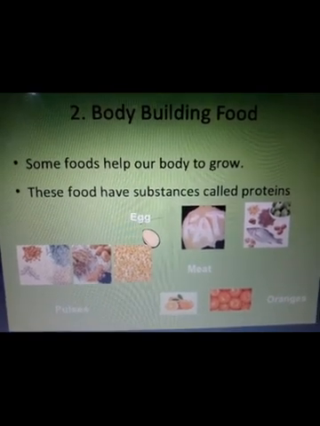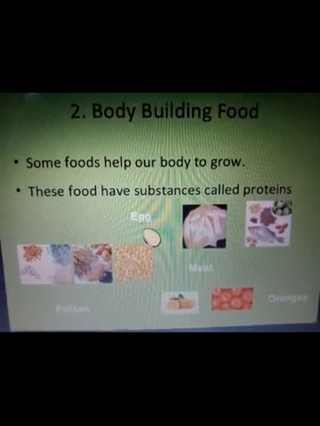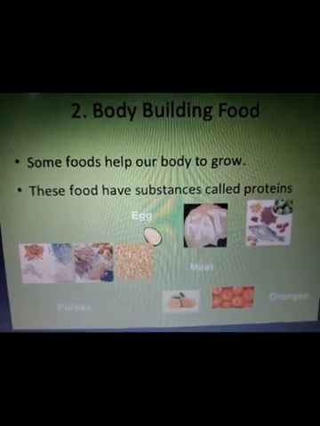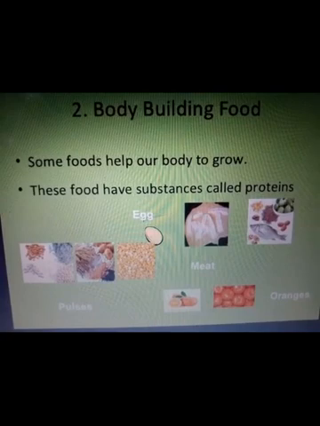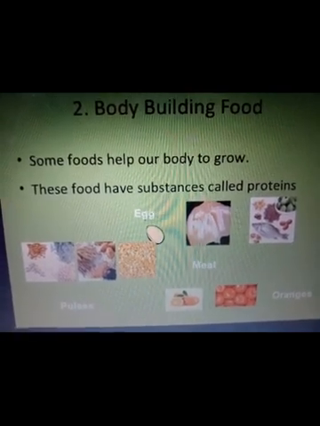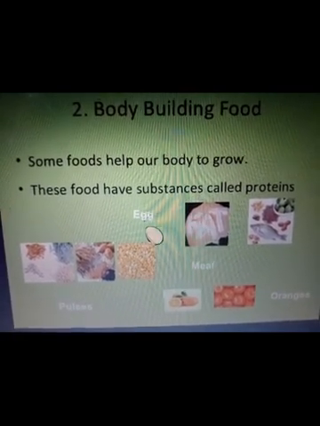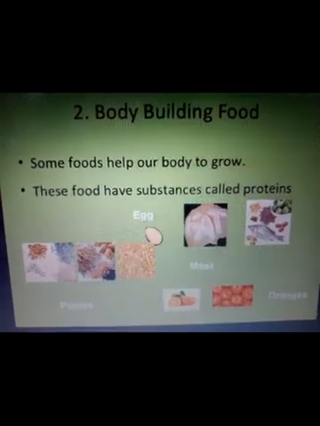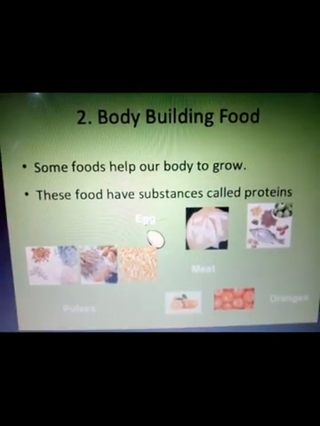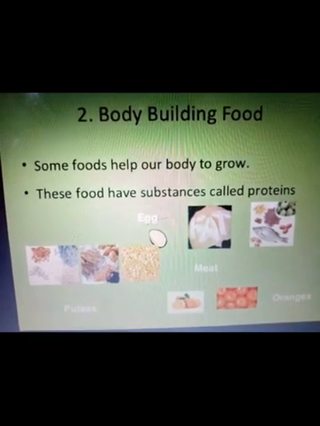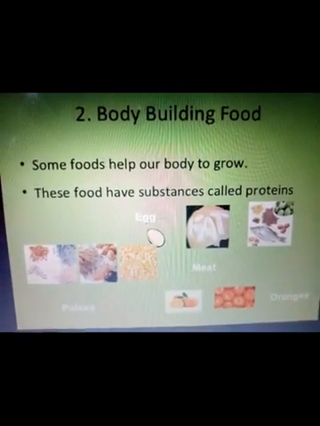Bodybuilding food. What are bodybuilding foods? Some foods help our body to grow. These foods are called bodybuilding food. These foods have substances like proteins. That means bodybuilding food has proteins. We get proteins from bodybuilding food.